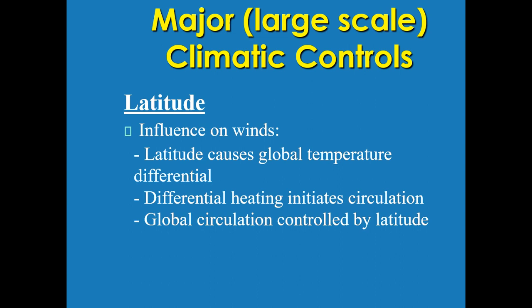Additionally, there is a circulation that occurs within the ocean as well, thermohaline circulation, but in general, we're talking about the atmosphere, the air from the ground all the way up into the upper reaches of the atmosphere. This differential heating, the hottest temperatures at the equator and the coolest temperatures poleward, results in a temperature gradient, or a change in temperature over a distance. And this initiates what's known as wind, the global wind regime, the global circulation, which is totally controlled by latitude.